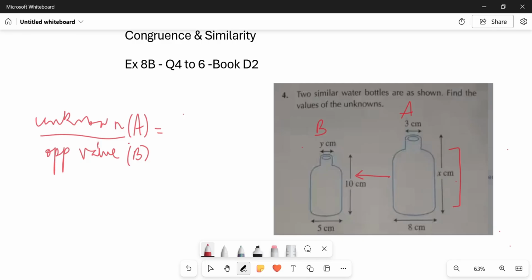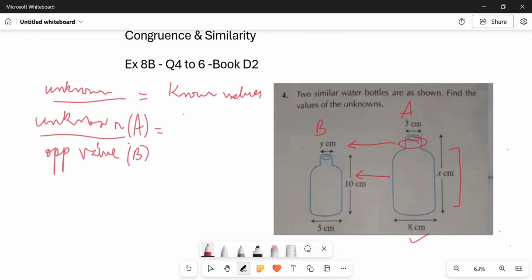Now this side, this ratio, is the unknown and the other ratio is known values. In figure A, you need to check which values are given to you. 3 centimeter is given on the top and the bottom one is 8 centimeter. So the question comes to mind: which value do we need to take? The opposite diagram must have that value included. If you take 3 centimeter of the big bottle, then figure B must have that value given. Here it is 5 centimeter.